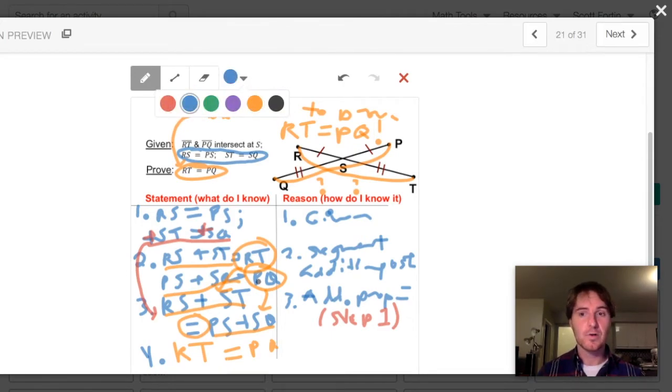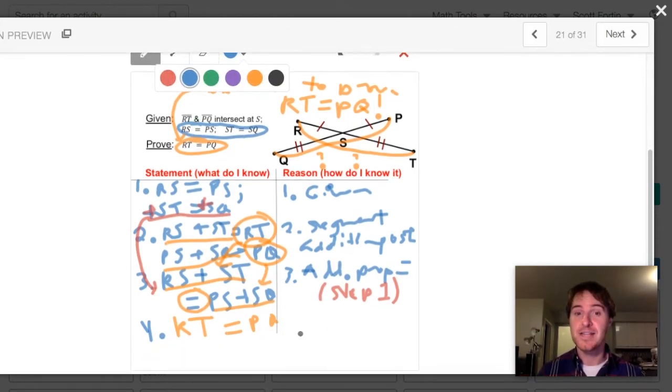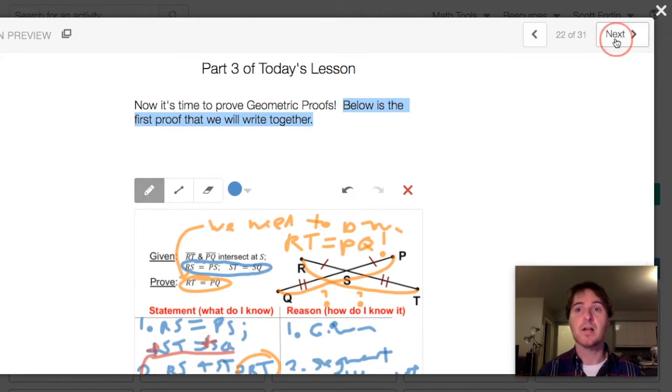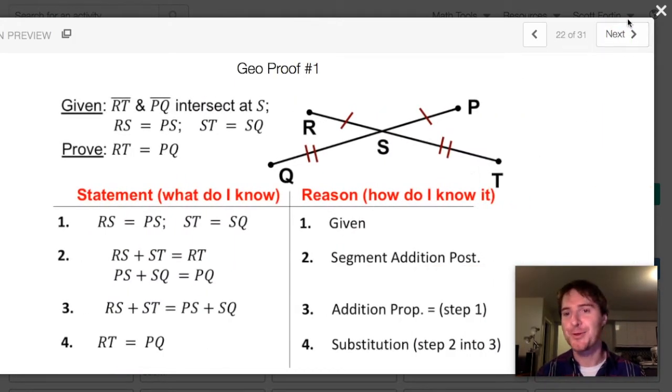But how many things were being talked about there? 4 things, not 3. So this is actually the substitution property of equality. You'll see why this is substitution, not transitive, when you get more practice. So substitution property of equality. Super messy. So I actually have the answer on the next slide, and we'll talk about it a little bit more.